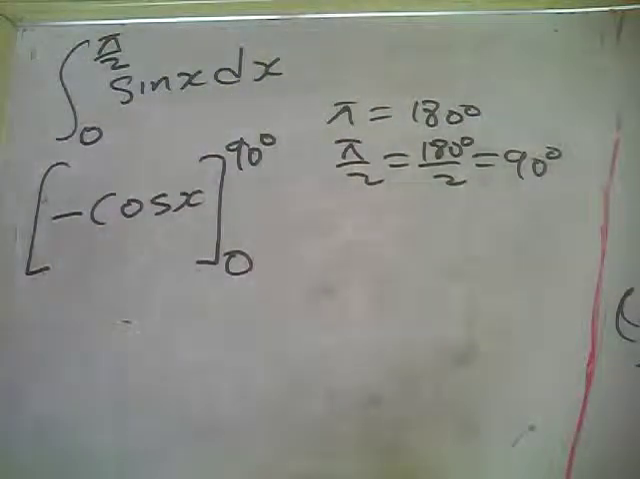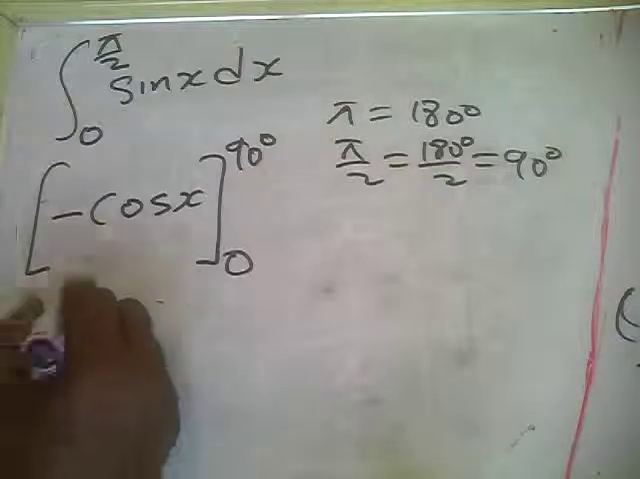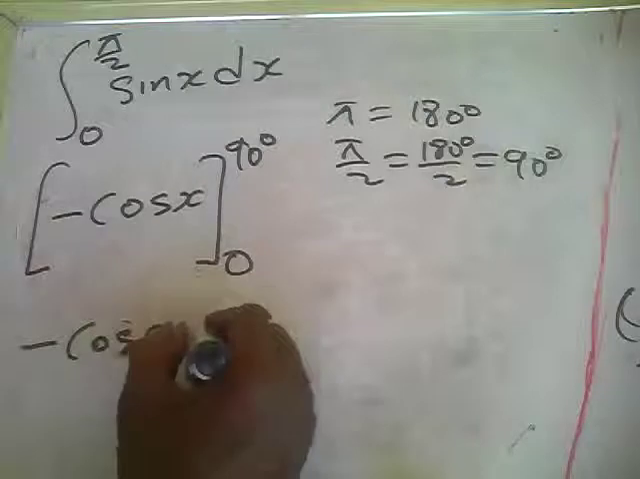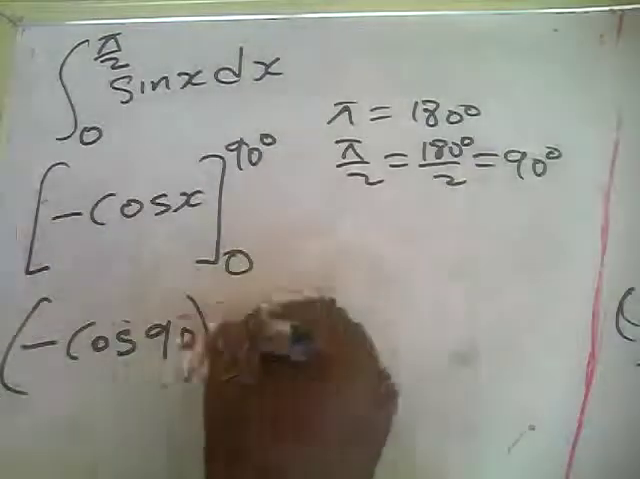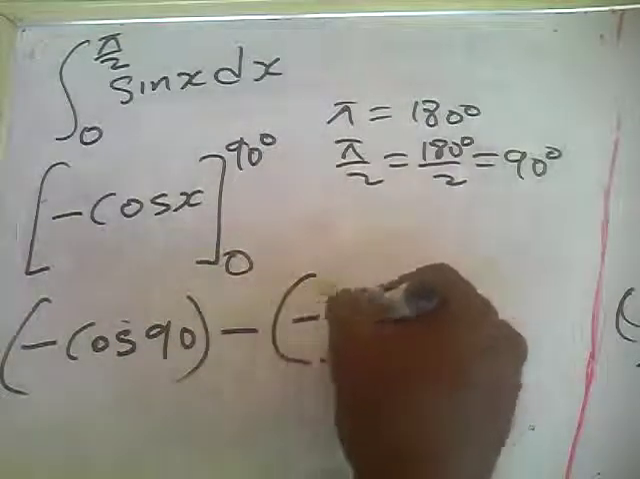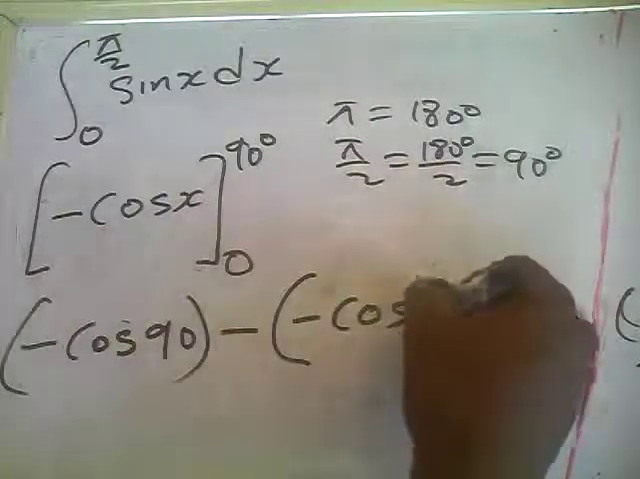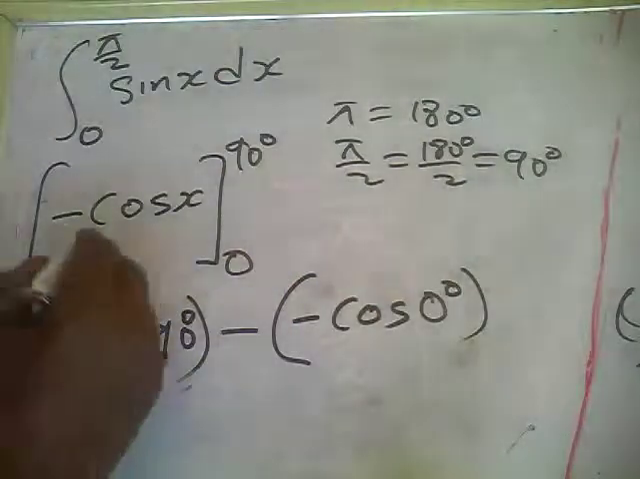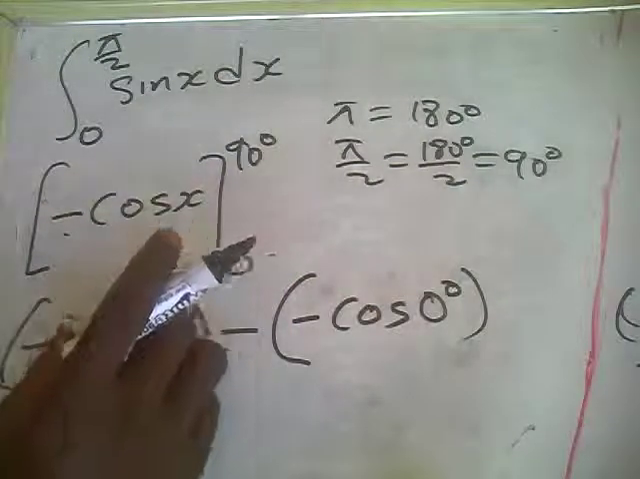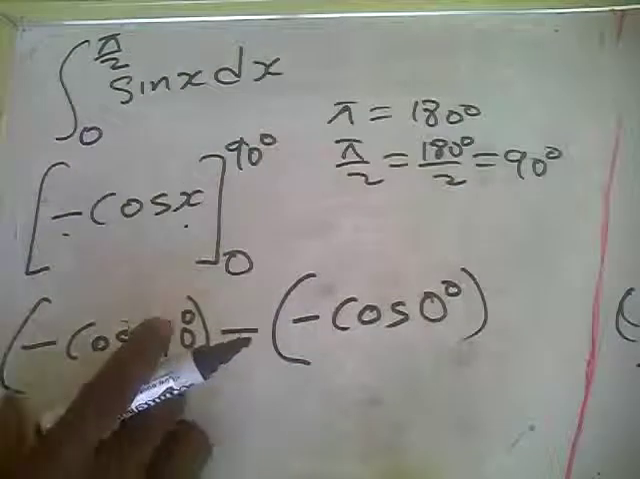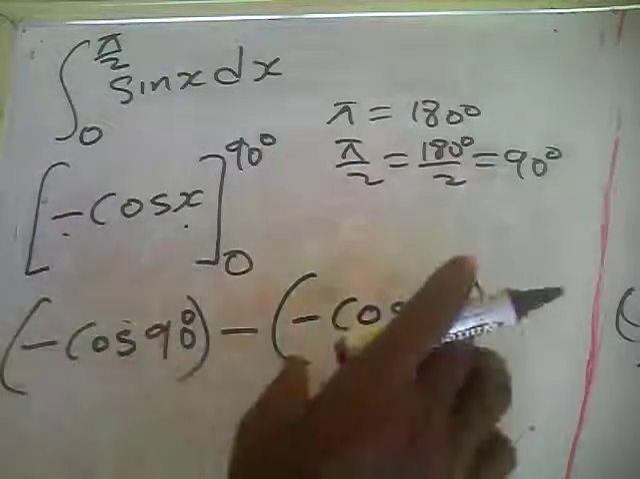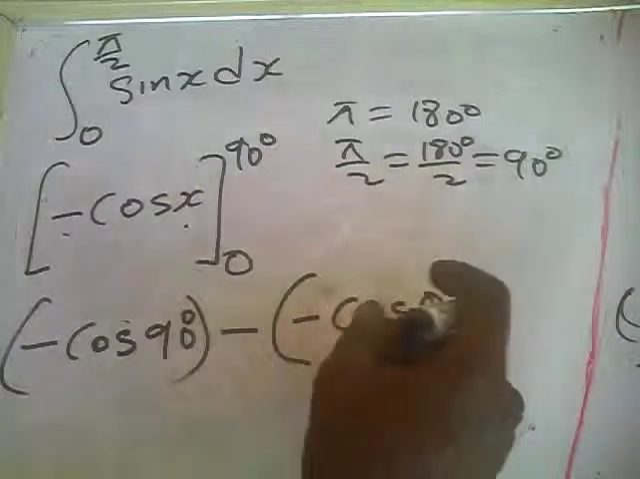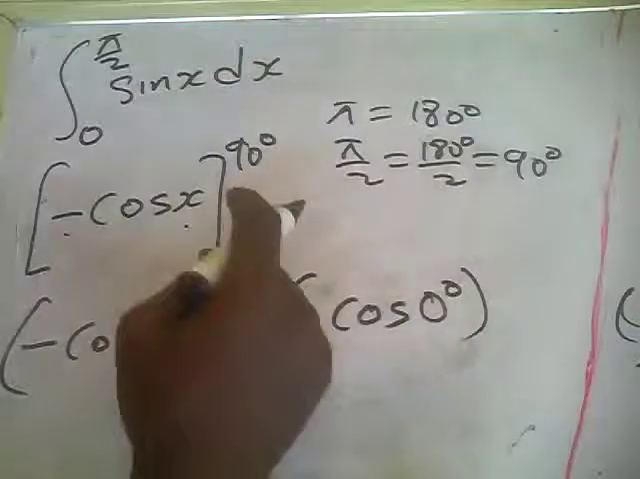Now if we have gotten this, that means we are finding, first put 90 for x. So that becomes minus cos 90. Put it in a small bracket. Then put minus. Then repeat minus cos what? Put 0 now for x. 0 degree. This is 90 degree. This is 0 degree. That means we find minus cos x of 90. We put it on the left hand side. Then we'll now find minus cos x of 0 degree. Put that on the right of that minus. Then we'll find the difference between the lower and the upper.